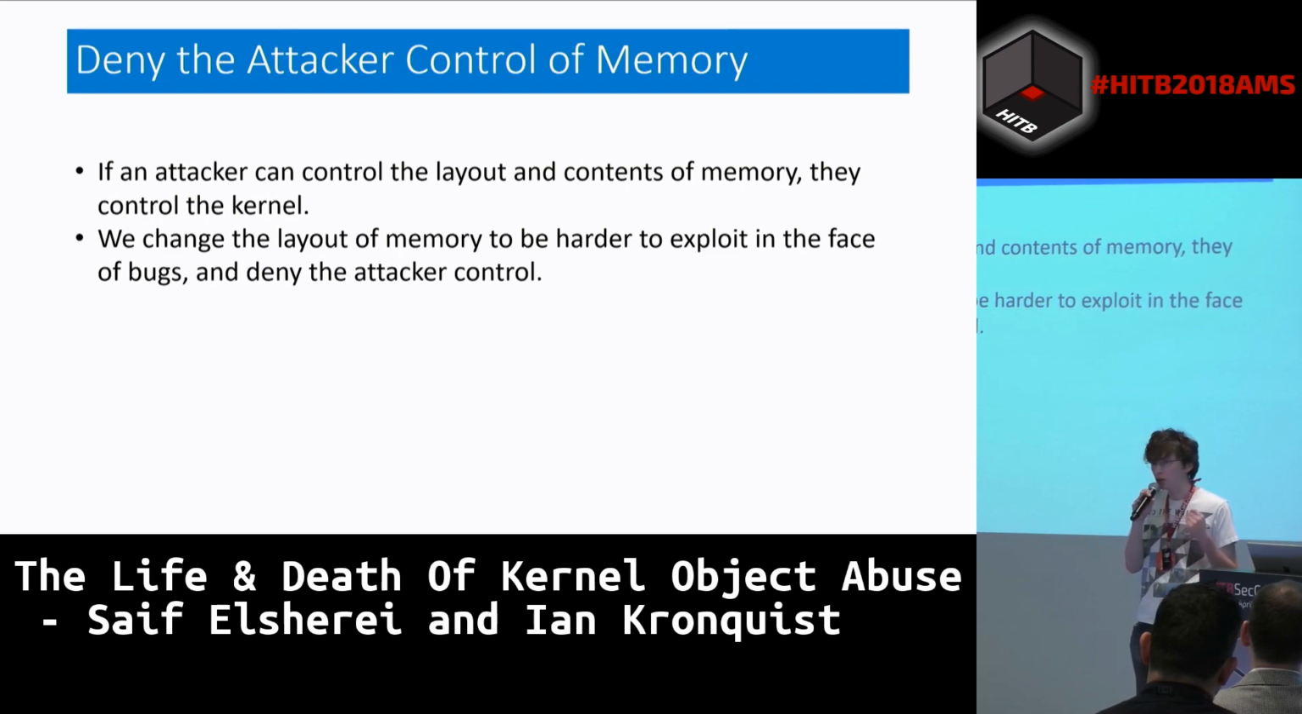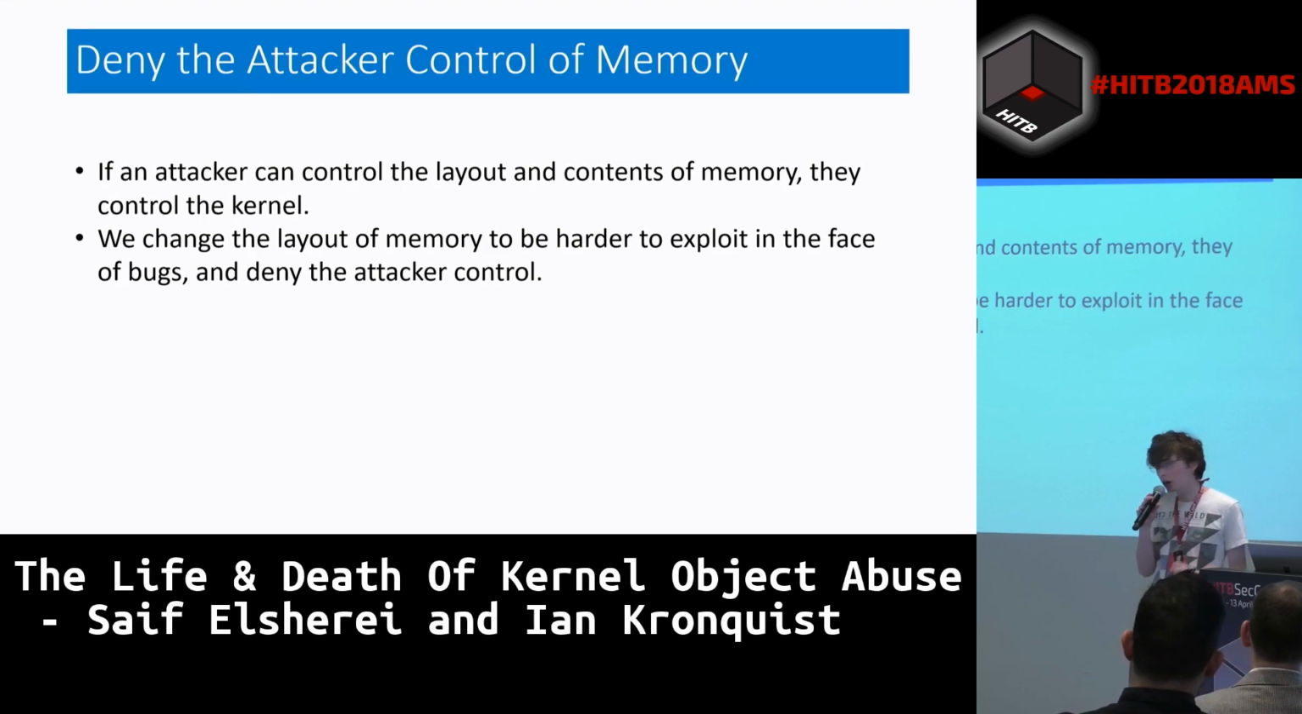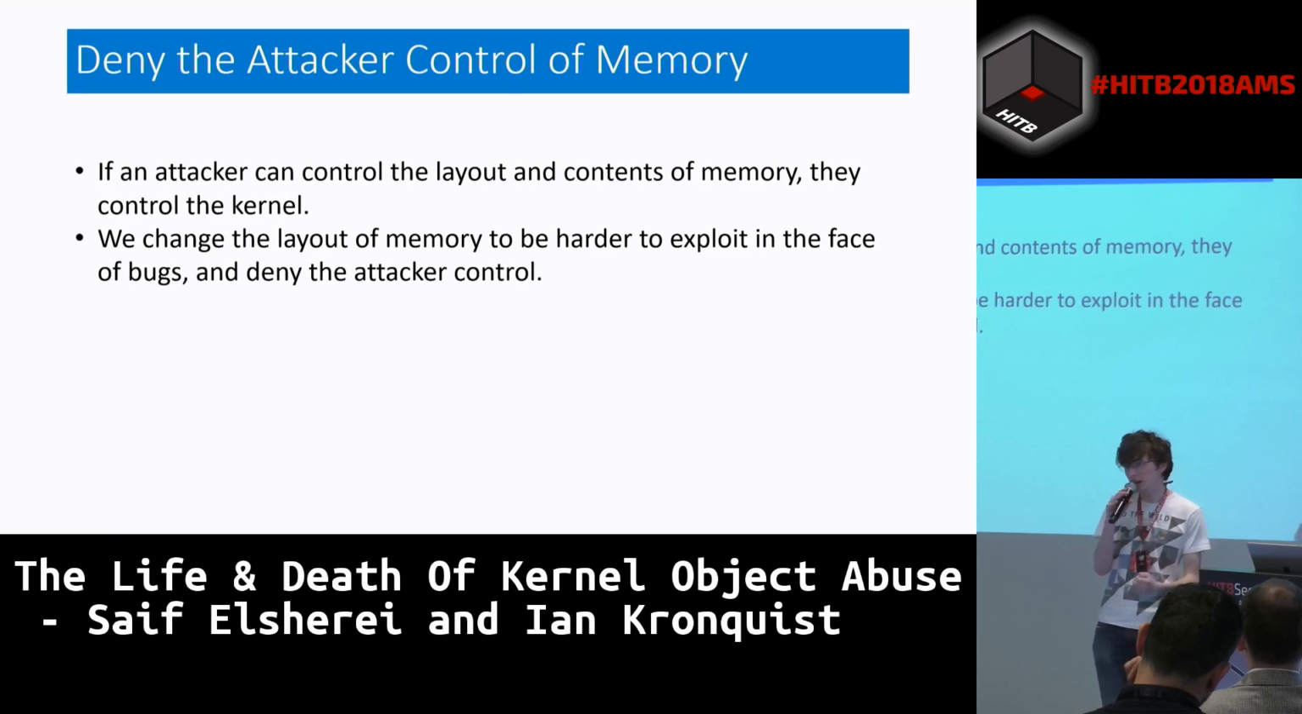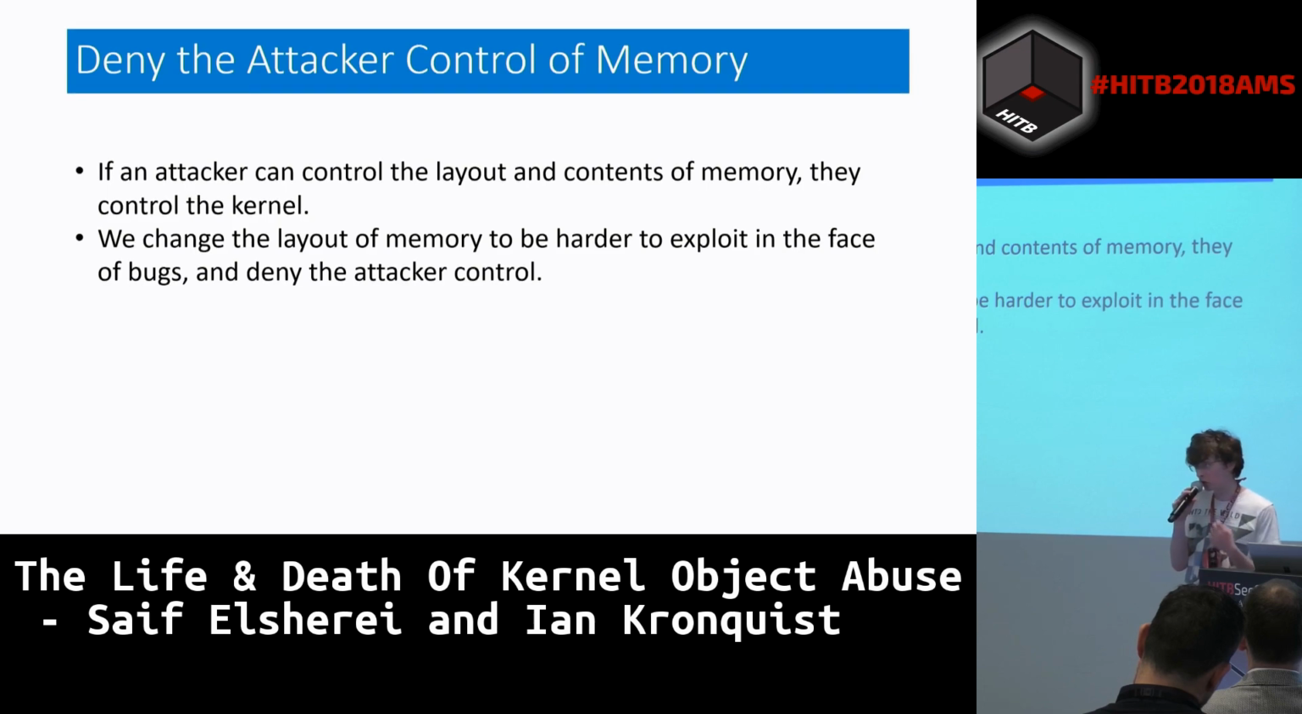So what we decided is we want to deny the attacker control of memory. If the attacker controls where these objects sit and figures out a way to overlap them, then he can make the primitive happen, which Saif showed you in some of his later slides. So it's the layout and contents of memory which really matter. We changed the layout of memory to be harder to exploit in the face of bugs and deny the attacker control. Deny the attacker control of memory, stop the use after free from being an exploitable vulnerability.